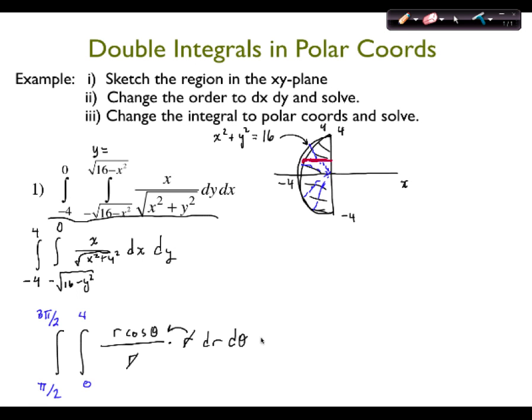So here we go. Antiderivative of r cosine theta with respect to r. We're going to have, from pi over 2 to 3 pi over 2, of 1/2 r squared cosine theta from 0 to 4. When we plug in 0, we do get 0. So it's going to be 16 over 2, it's going to be 8 cosine theta. Is that right?